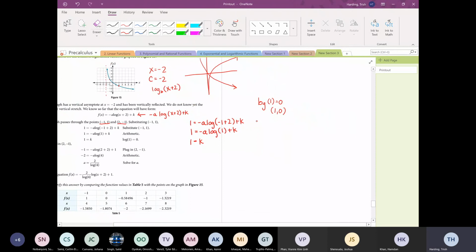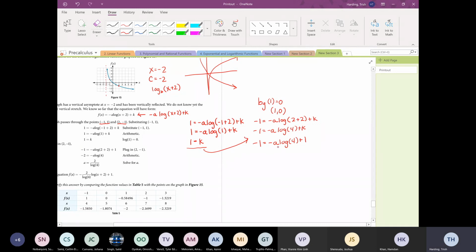And then next, using the point (2, -1), we're going to have negative 1 equals negative a log 2 plus 2 plus k. So we will have negative 1 equals negative a log 4 plus k. Okay, so here we know that k equals 1, so I'm going to go ahead and plug that in. So we're going to get negative 1 equals negative a log 4 plus 1.